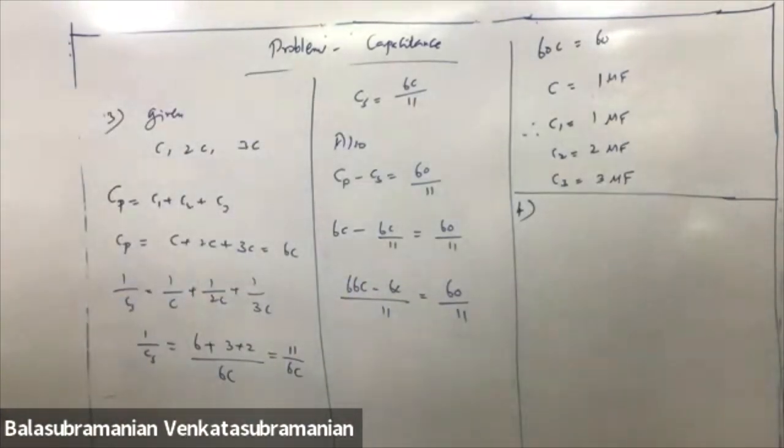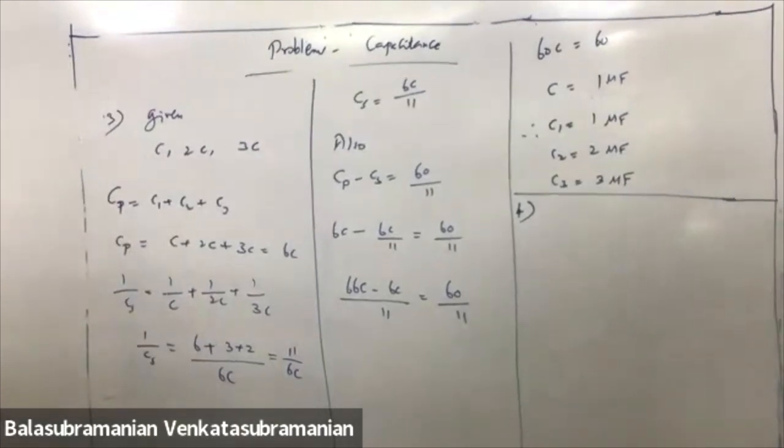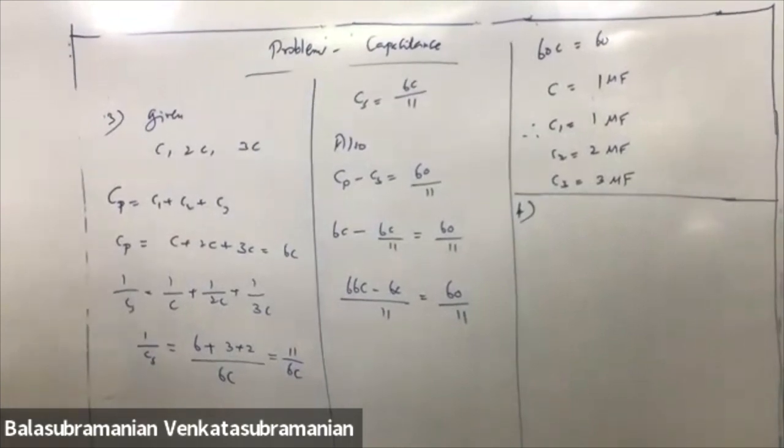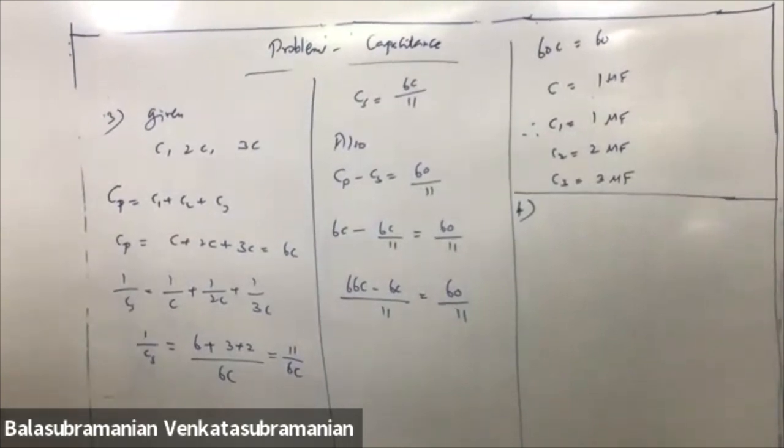Fourth problem. The equivalent capacitance of the combination between A and B is 4 microfarad. First, calculate the capacitance of the capacitor. Second, calculate the charge on each capacitor if a 12-volt battery is connected across A and B. Third, what will be the potential drop across each capacitor?